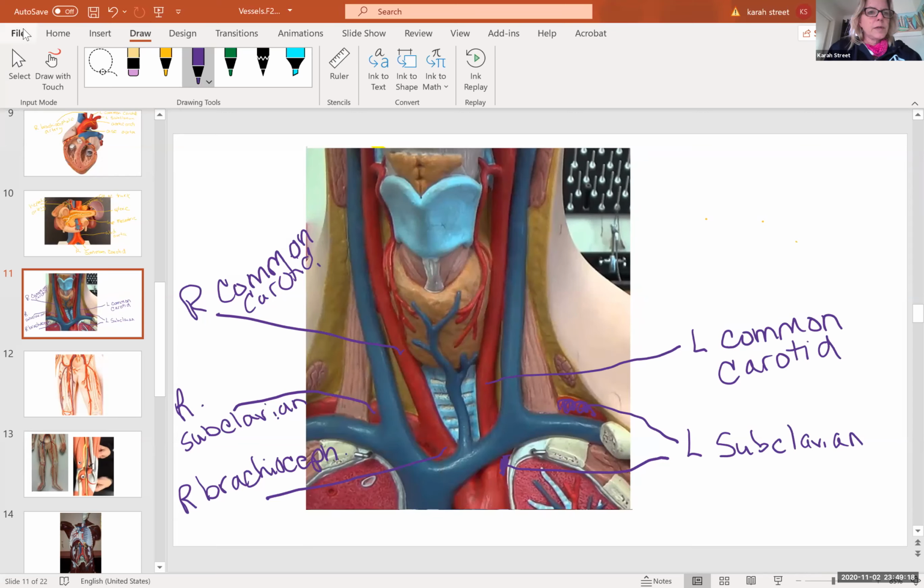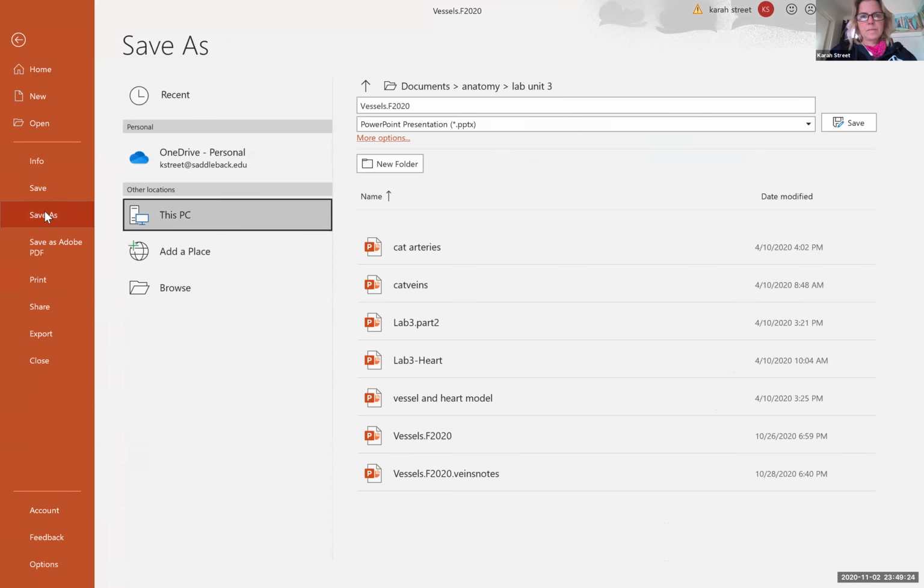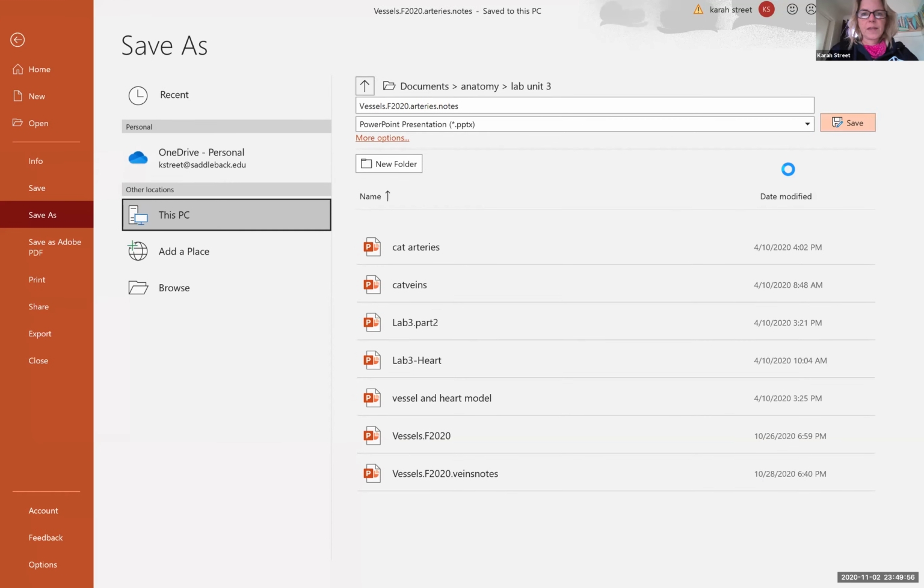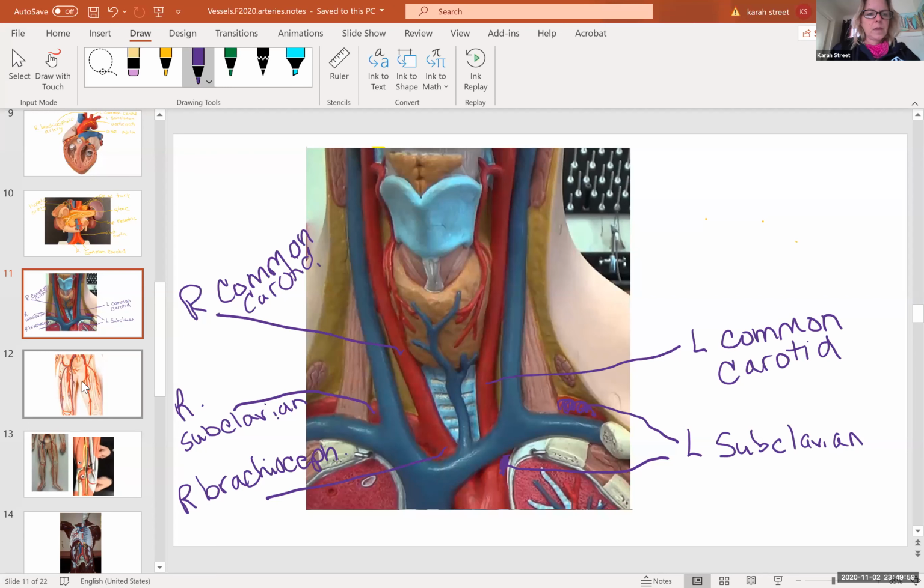I'm going to save this before I lose it. Probably a good idea because I was noticing my computer starting to act up. So I don't want to lose everything that I've annotated. There we go. Okay.